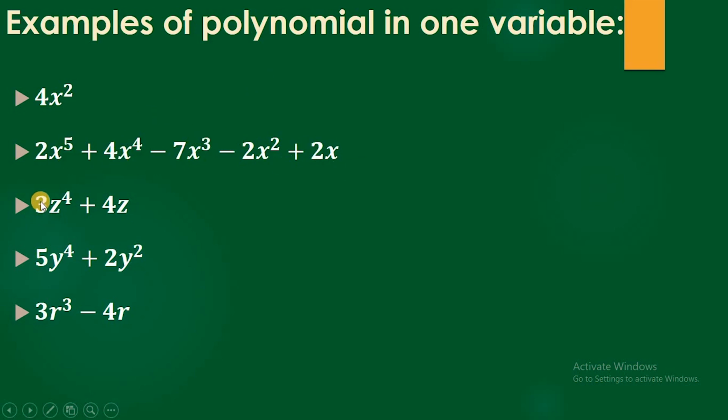And the next one is 3z raised to the power 4 plus 4z. Here the variable is only z and raised to the power 4, and this one is raised to the power of 1. Therefore, 1 and 4 both are whole numbers. Therefore, it is a polynomial and it is in one variable, that is z. Similarly, here 5y raised to the power 4 plus 2y square. Again, we have one variable, only y. It is a polynomial in one variable. And here we have a polynomial in variable r. We have only one variable, that is r.